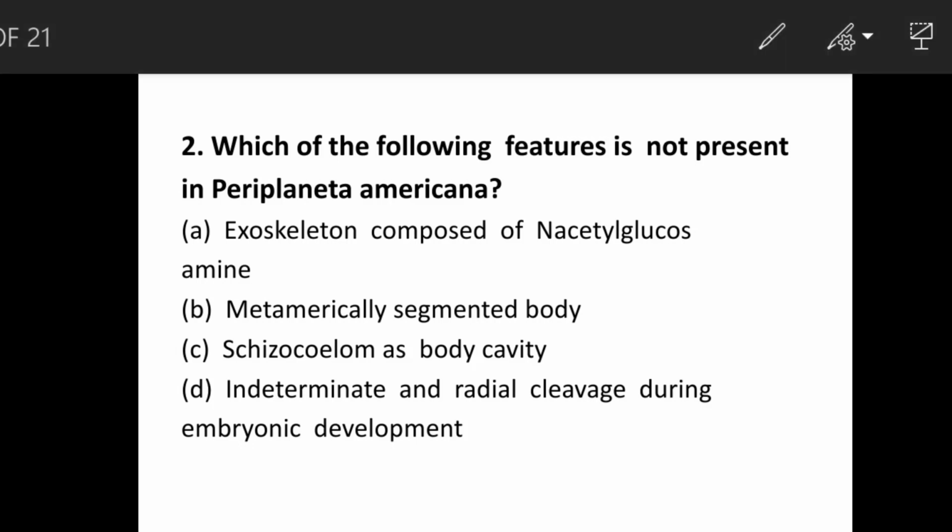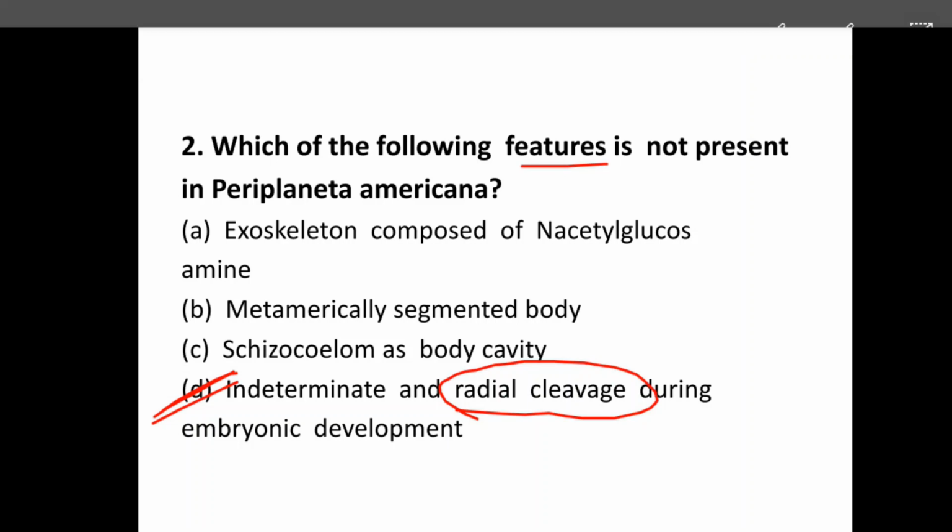Next question which we have, which of the following features is not present in Periplaneta americana? Options are exoskeleton composed of N-acetyl glucosamine, metamerically segmented body, schizocoelom as body cavity, indeterminate and radial cleavage during embryonic development. Students, comment your answer. So the correct answer to this question is option D, because the cleavage is not radial, it is superficial. So it is not a correct option or a feature of Periplaneta americana.